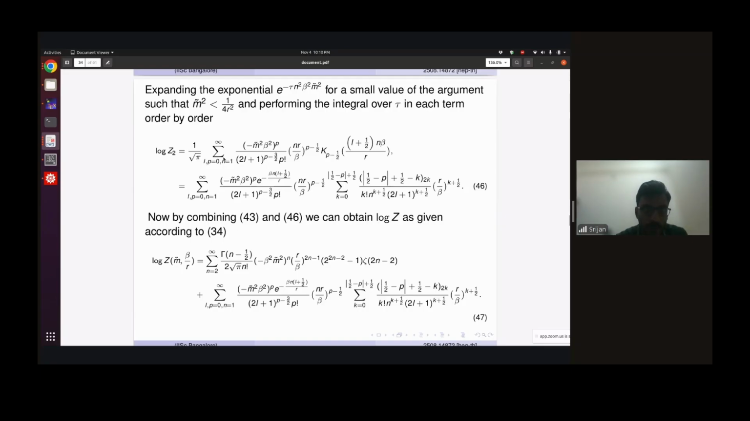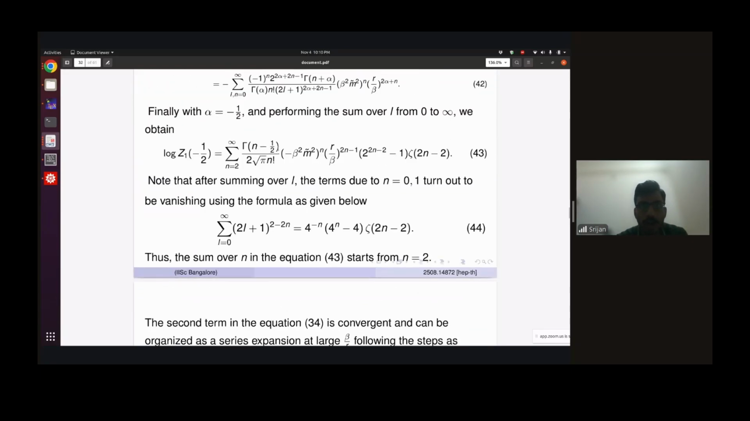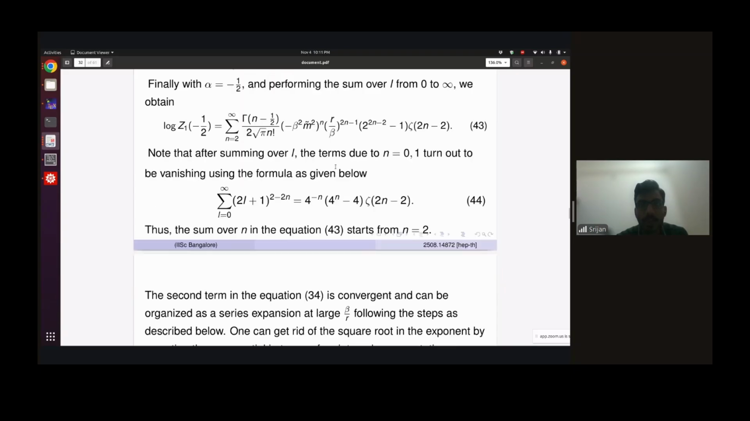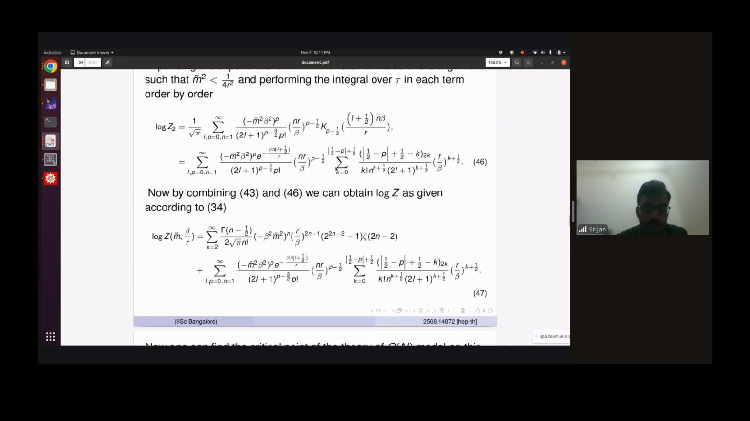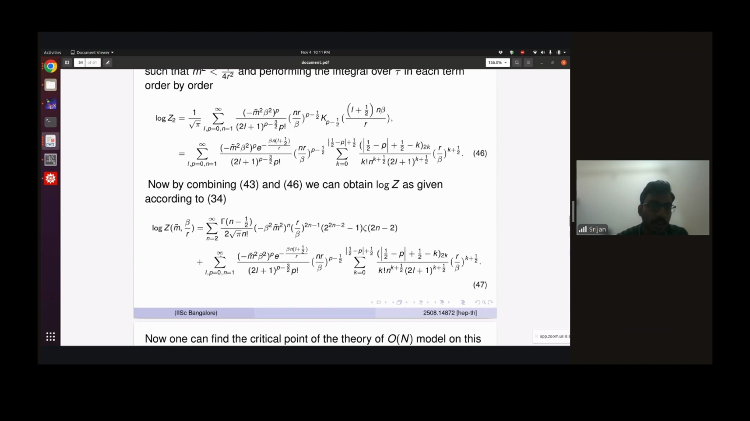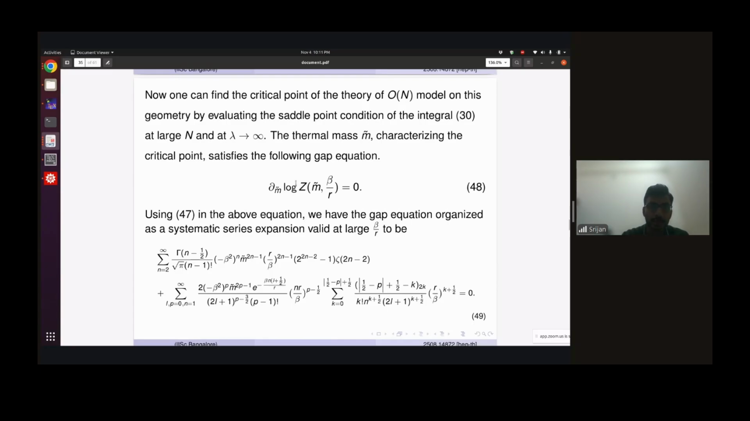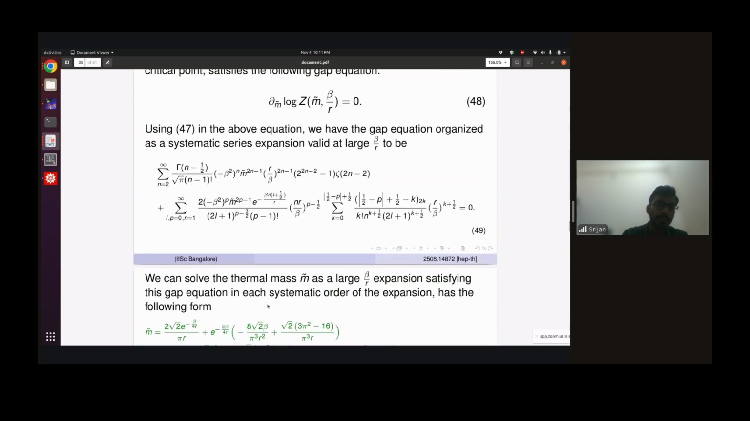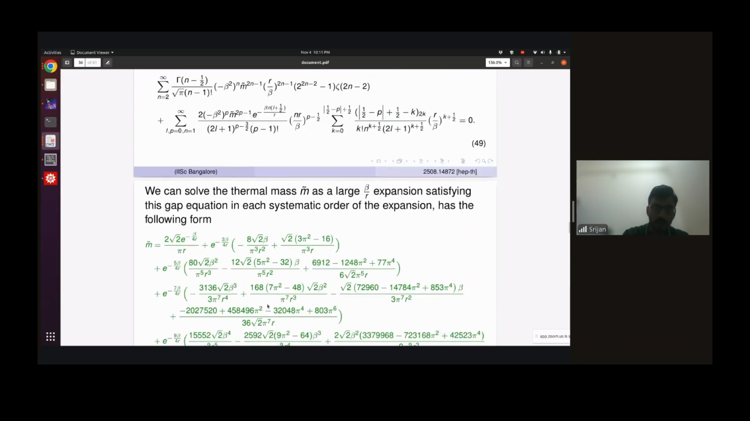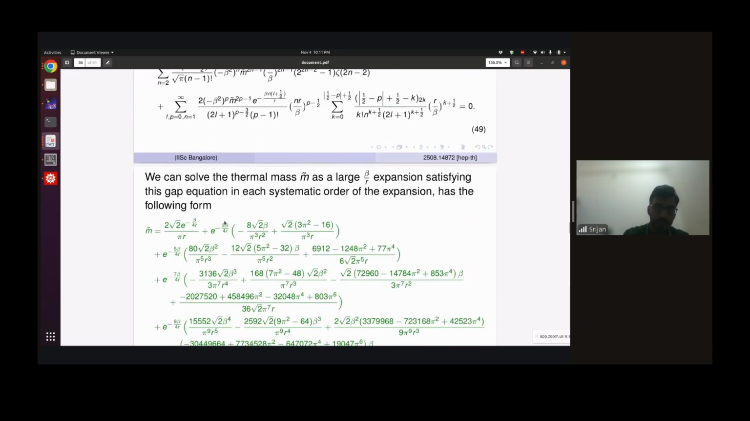We just combine the log z1. Log z1 was also an r by beta kind of expansion, and log z2 is also an r by beta kind of expansion with some exponential suppression, which is e to the power minus beta by r. Then we can combine log z1 and log z2 to find log z, and then we can evaluate the gap equation or the saddle point condition by this. The saddle point equation turns out to be this, and finally you can solve this equation to obtain the thermal mass to be this, okay?